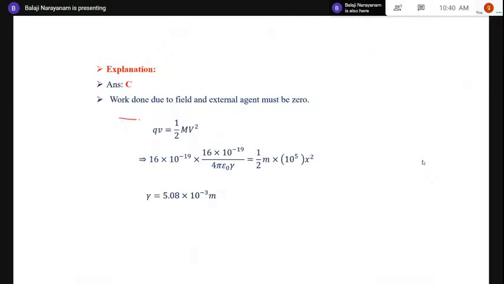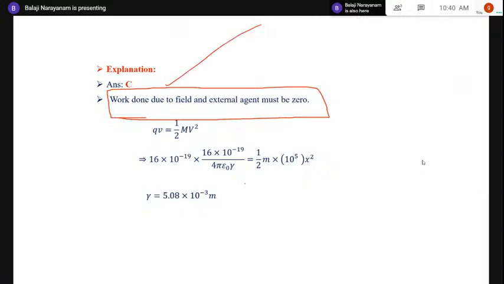Now, work done due to the field. We have derived this equation in the previous session. Work done due to the field and external agent must be 0, which is given by QV equal to half mv square. So here we may equate QV is equal to half mv square, using the charge given for us.